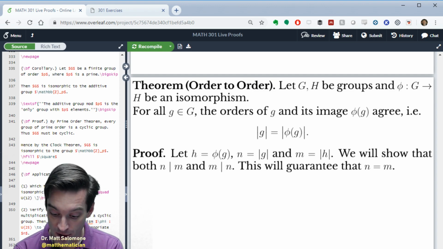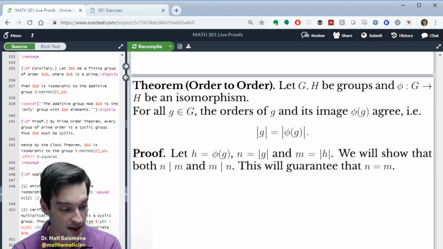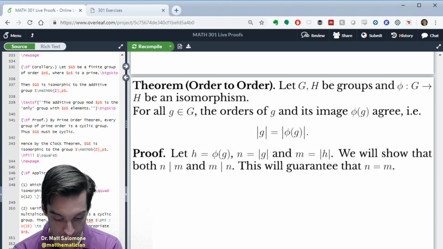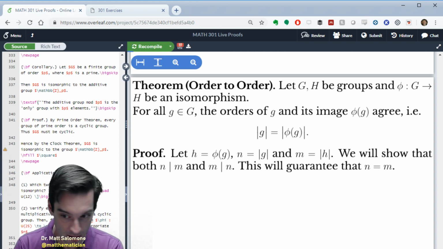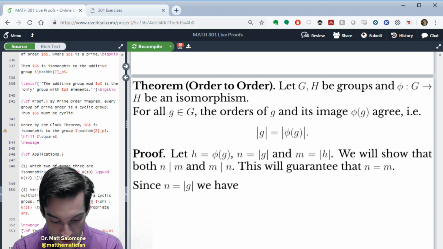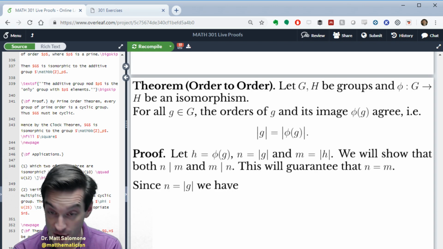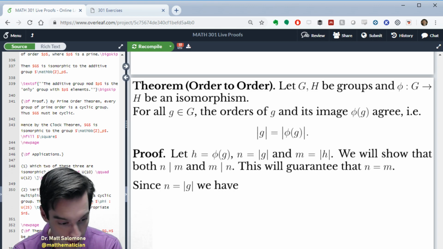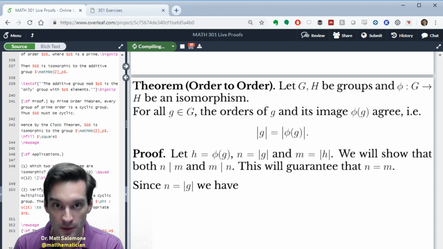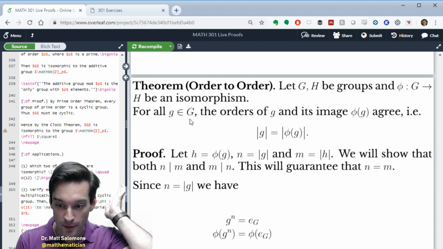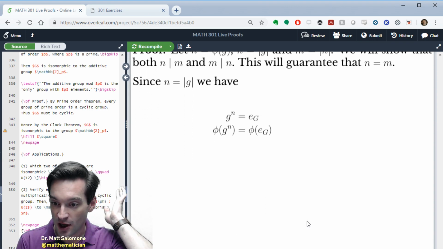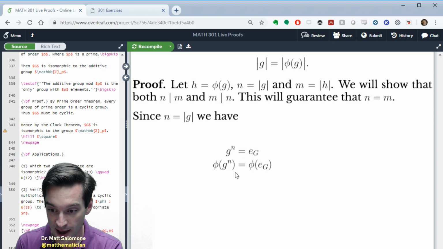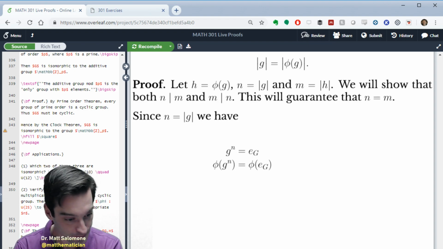So we'll run the argument first going forward, using the order of G. Since n is equal to the order of G, we have, and then here comes the magic calculations that we did in our napkin version. Since n equals the order of G, we have G to the power n is equal to the identity element of G. That's by definition of order. Then I just apply my phi to both sides. Right? So far, all we've done is we've just used the definition of the order of an element. G to the n is equal to the identity element, and then I've just applied phi to both sides.